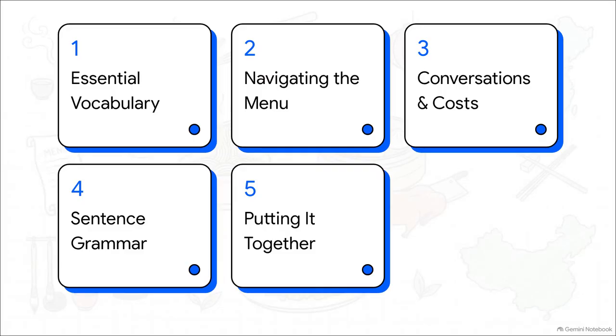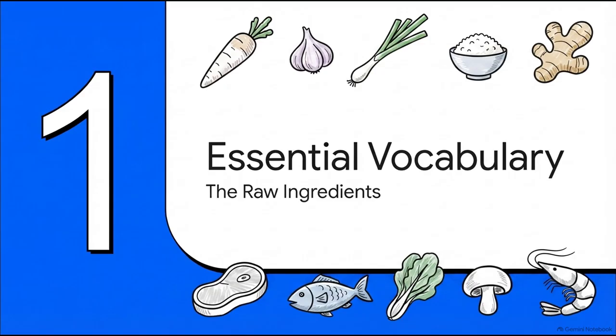So here's exactly how we're going to break this down. 1. Essential restaurant vocabulary. 2. Navigating the menu. 3. Real-world conversations and costs. 4. Building sentences with grammar. And finally, putting it all together. All right, starting with Section 1, Essential Restaurant Vocabulary, the raw ingredients.